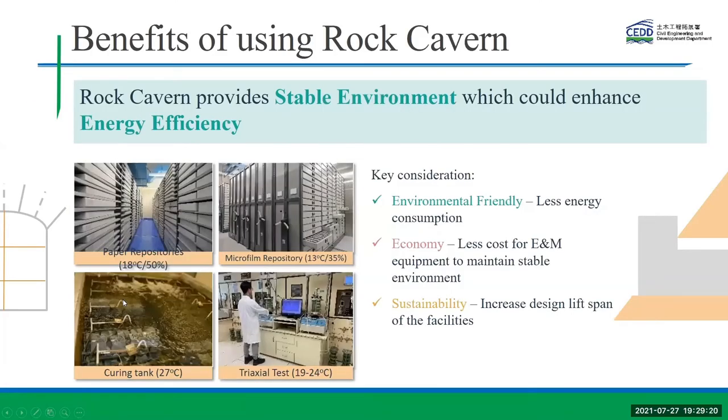As mentioned before, the rock caverns can provide a stable and unique environment which is particularly suitable for the PWCL and archive center. For example, we need a constant temperature of 27 degrees for the curing tank of the concrete cube. In the existing PWCL, 24/7 air conditioning is required to achieve this requirement under different weather conditions. Just imagine how difficult this is during a sunny day in Hong Kong. It would be much easier to keep this temperature within the caverns.